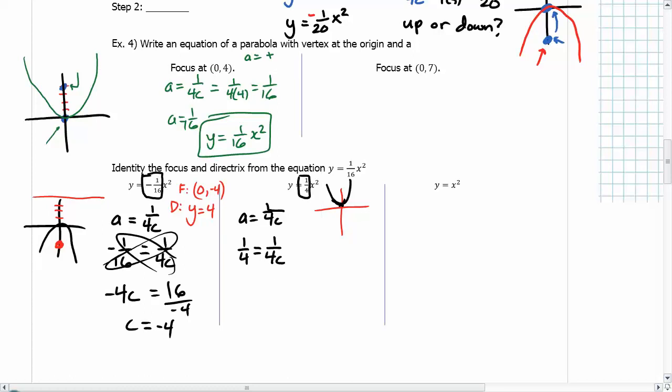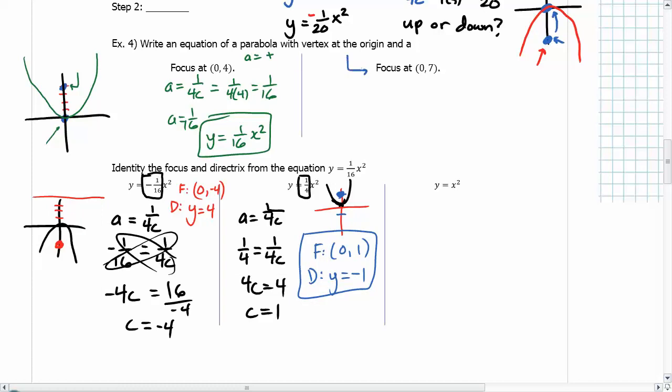Remember, c is the distance from your vertex to your focus. Cross multiply, you get 4c equals 4, or c equals 1, which means that your focus is up 1. So it's at 0, 1. And your directrix then is y equals, remember, it's the opposite direction, so it's down 1 from the vertex, or y equals -1. Okay, so that gives you these two that you can do right here and right here, and then click over for part 2 of this.